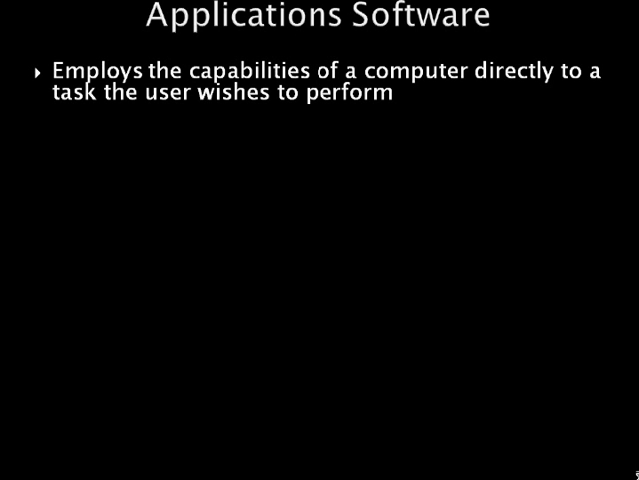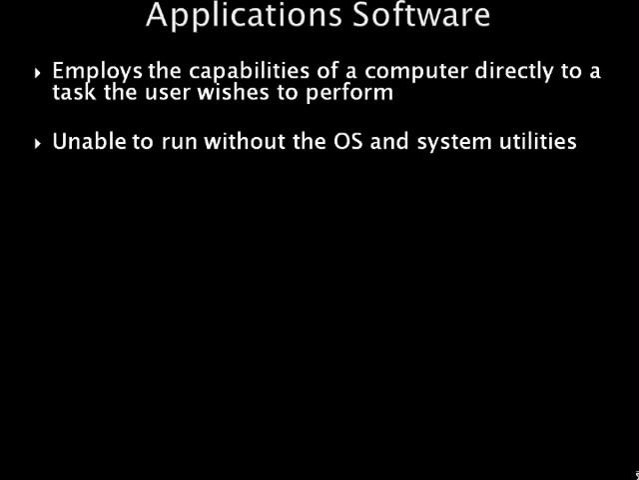Application software. Application software is a kind of computer software that employs the capabilities of a computer directly to a task the user wishes to perform. This should be contrasted with systems software, which is involved in managing the computer's various capabilities. Refer to Chapter 6. Basically speaking, application software sits on top of systems software because it is unable to run without the operating system and system utilities.